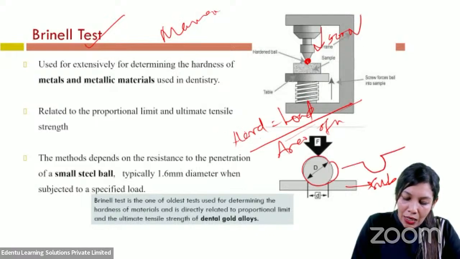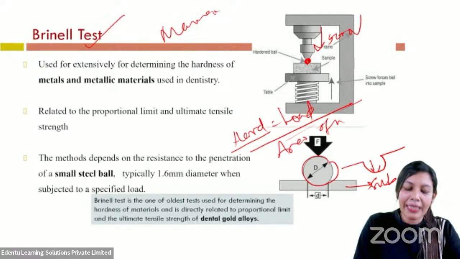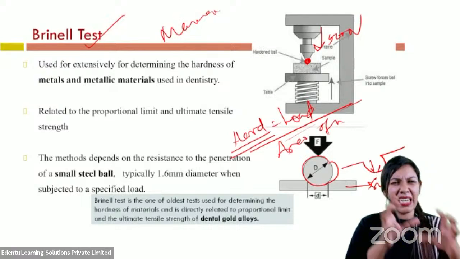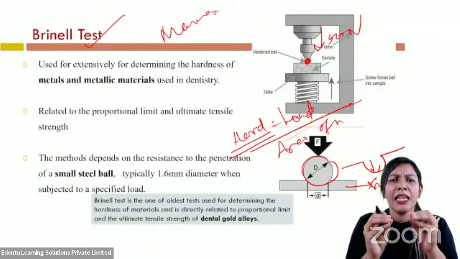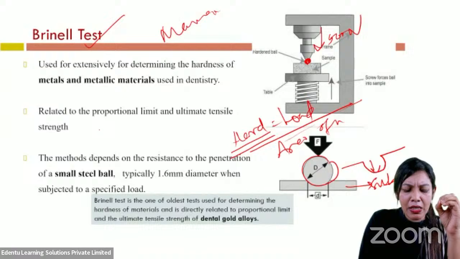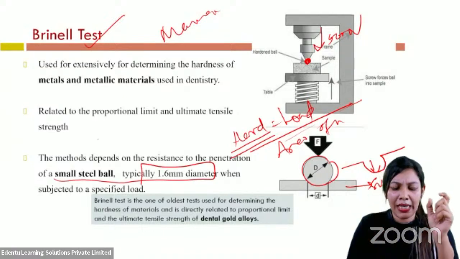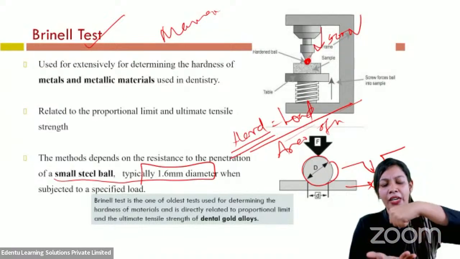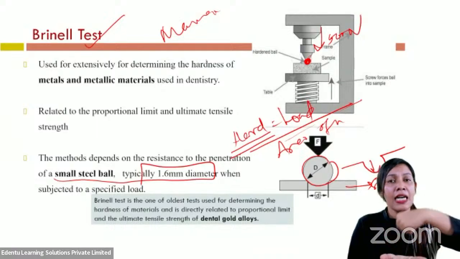The area is calculated and applied here. That is how we get a hardness. Very nice, very easily explained. Brinell test, round. You can see there is a small steel ball of diameter 1.6, very important. It's a steel ball of 1.6, which we'll apply on the surface of a subject.